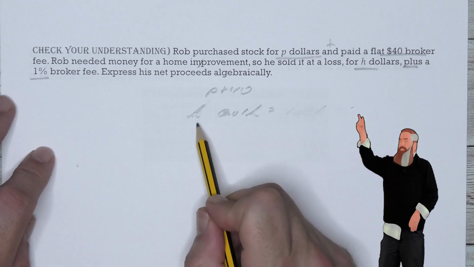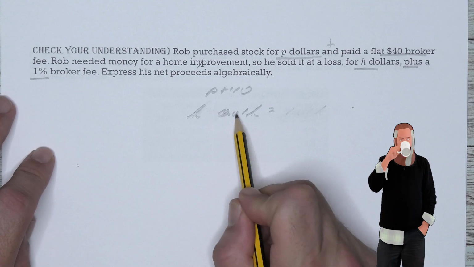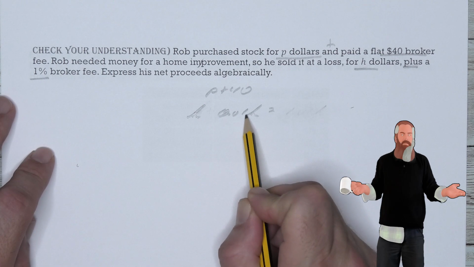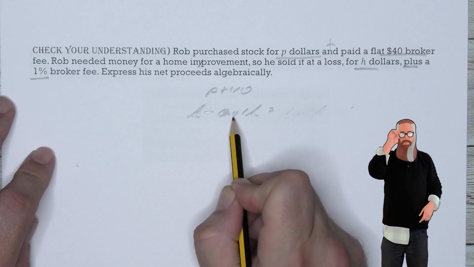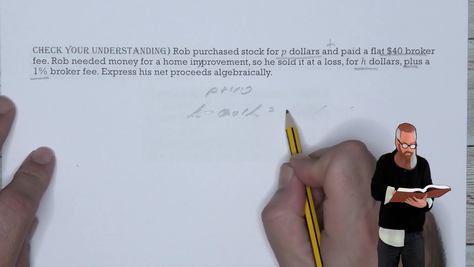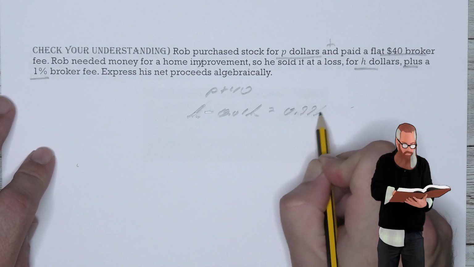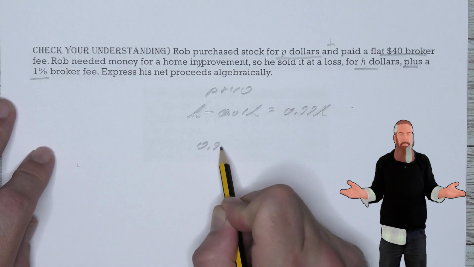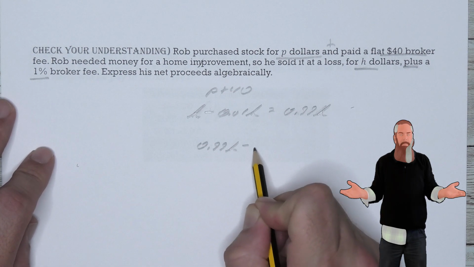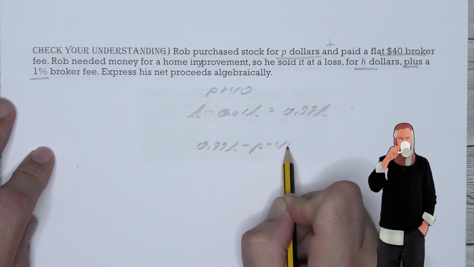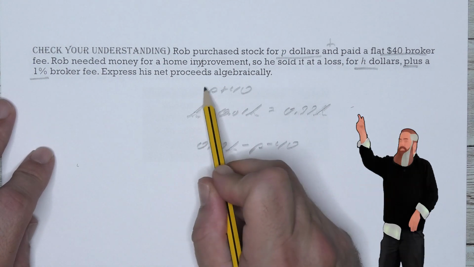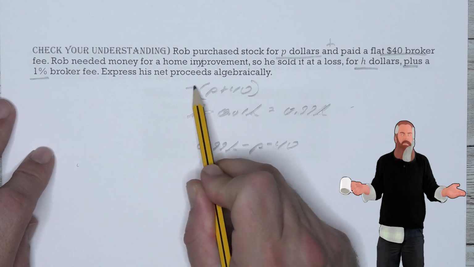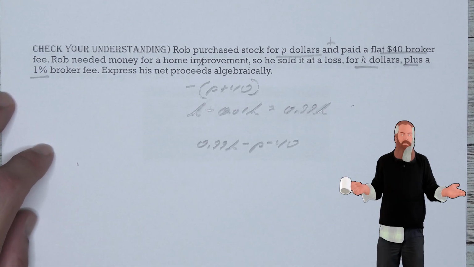By combining these like terms, we get 1.01H. Now, we know he sold it for H dollars and he had a 1% fee. That means we are subtracting it from the total value. So we get 0.99H. This means his total is 0.99H minus P minus 40, because we have to subtract the total value of what the purchase price was.